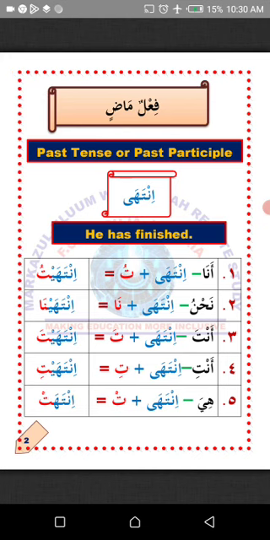Intaha simply means he has finished. He in Arabic is huwa, being the opposite of hiya, she. So how do we now change the verb intaha to suit the following pronouns?